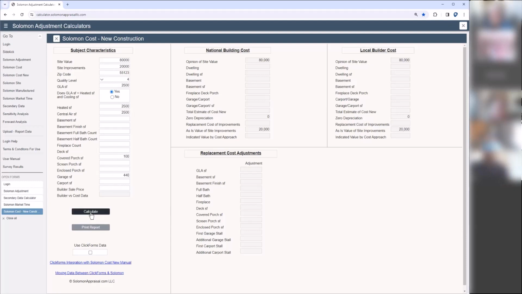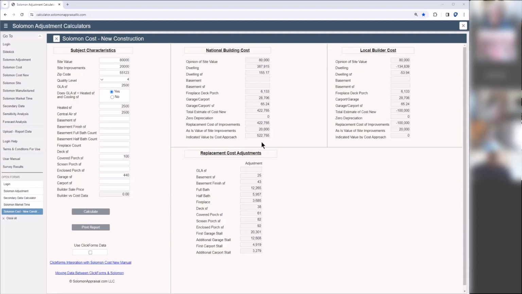When I click calculate, we're going to do the cost approach 2 different ways. One is from national building cost, and then one is for the local builder, okay, working towards zero depreciation. I'll show you what that means here. So according to national building cost, that 2,500 square foot house on $100,000 worth of site and site improvements, the replacement cost is $422. There's the site and site improvements. So the total value is $522,755.